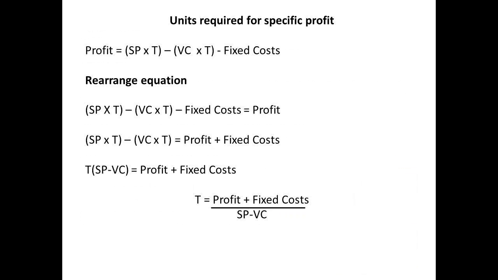We have determined the number of units required to give a particular profit. Remember that the calculation involves taking the profit figure and adding the fixed costs. Then we divide this result by the difference between the selling price and the variable cost per unit.